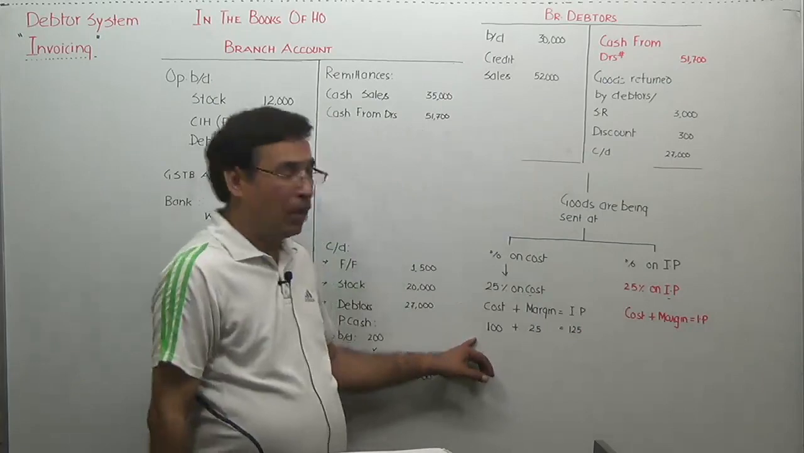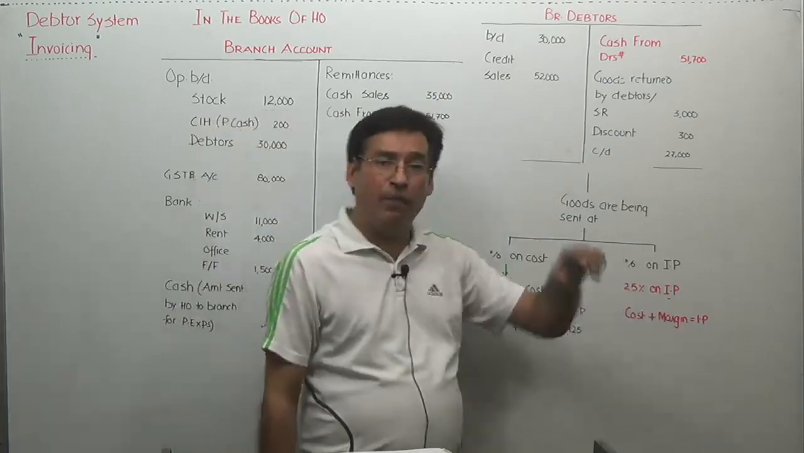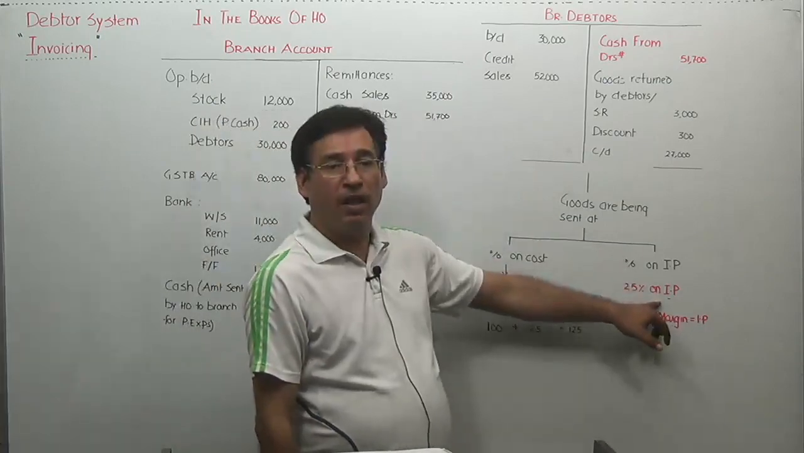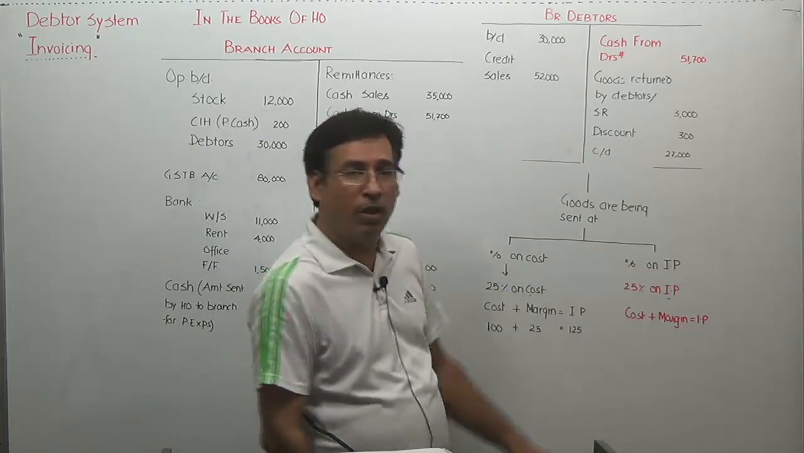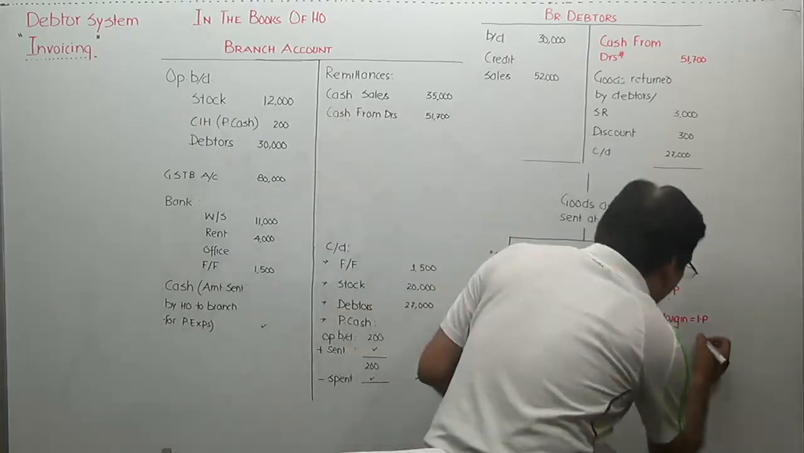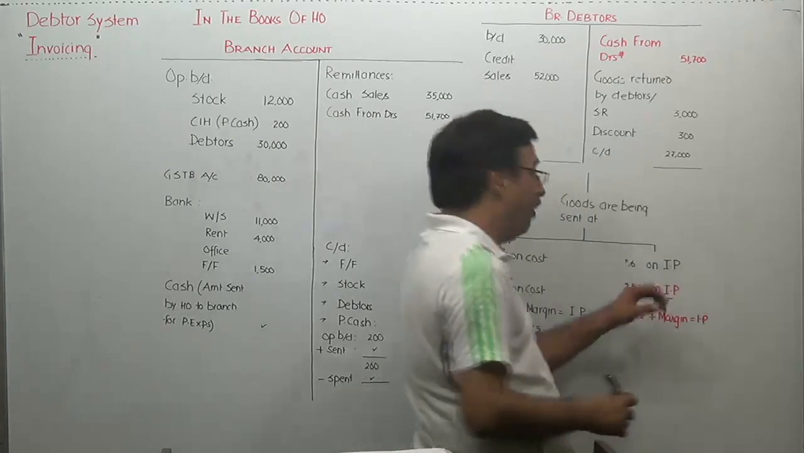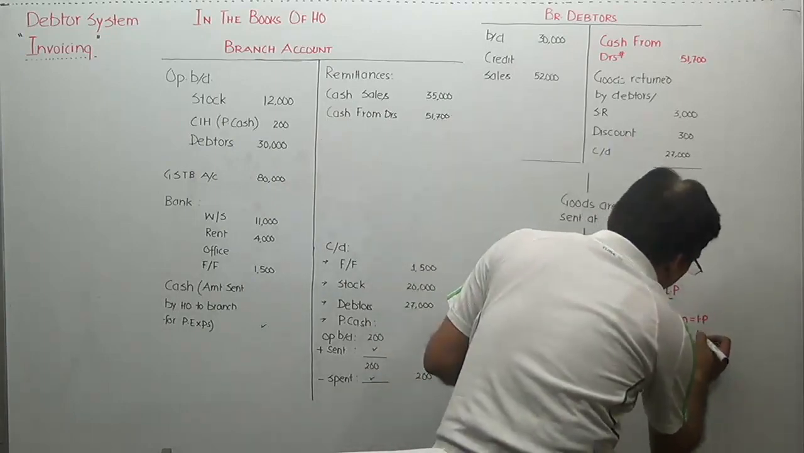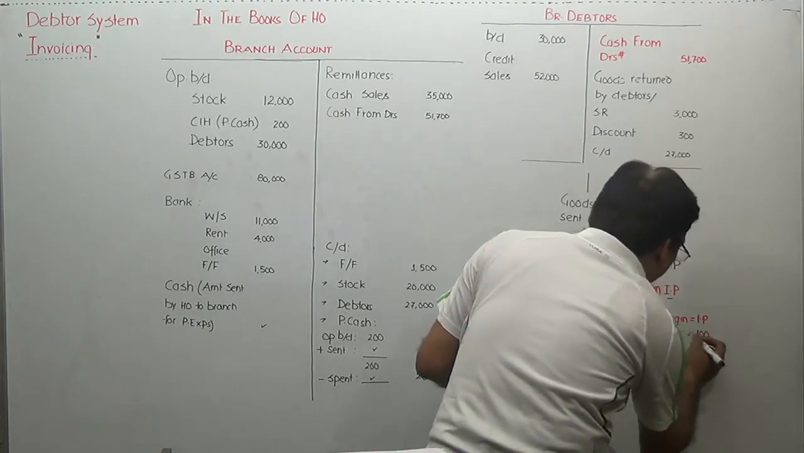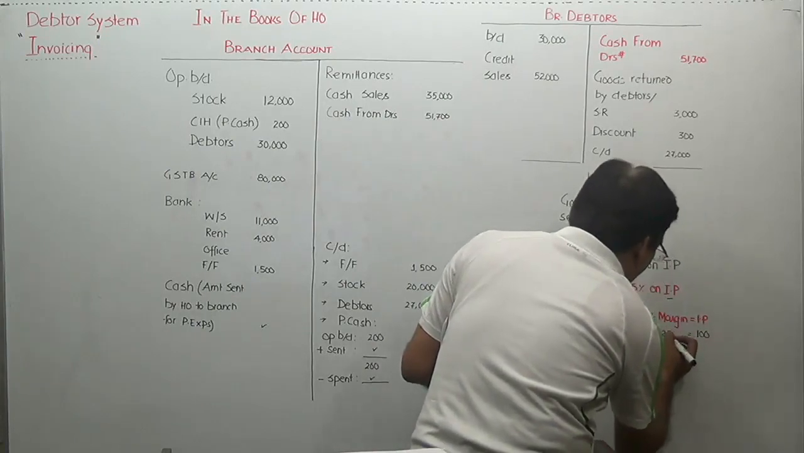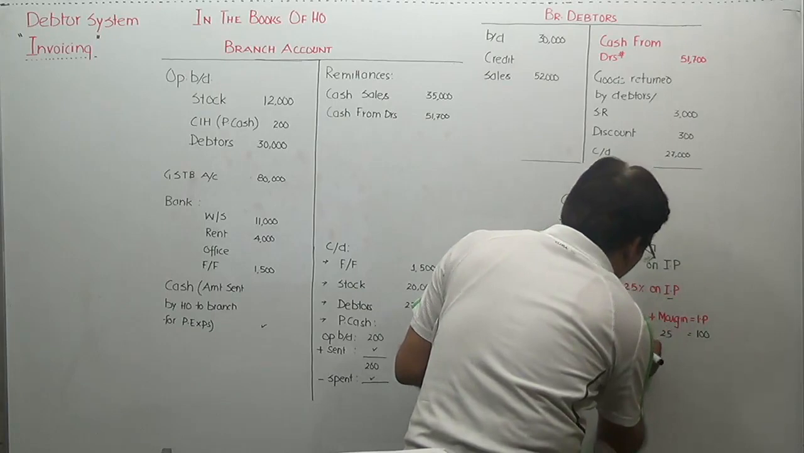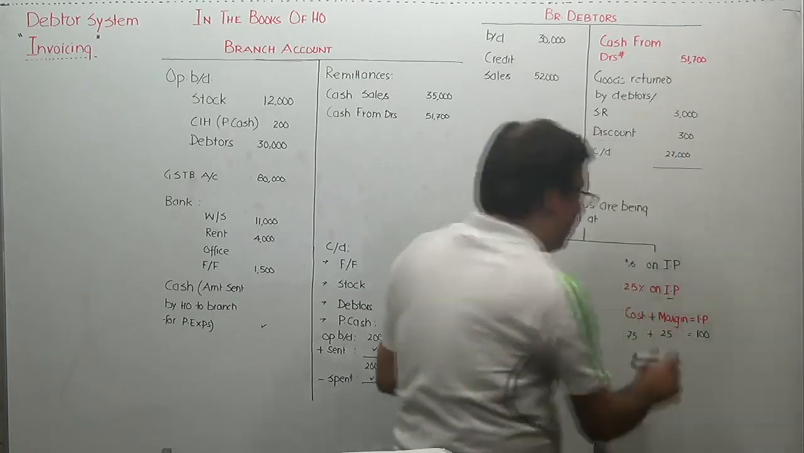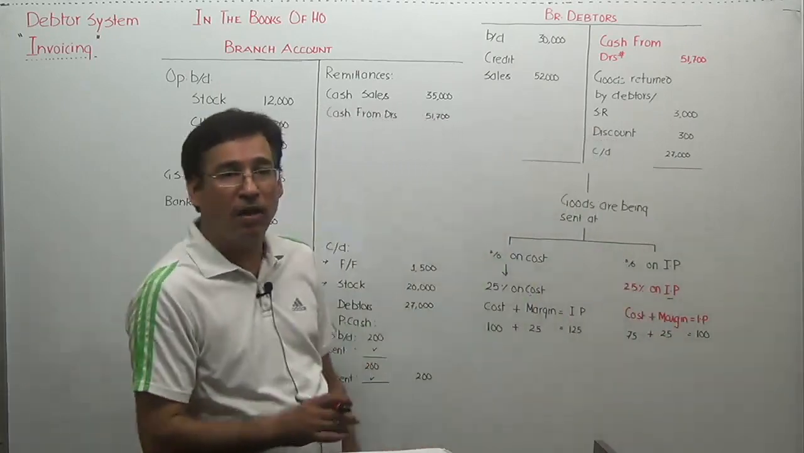Now pay attention. If the rate would have been given on invoice price, then what would have been presumed as 100? Invoice price. If the rate is on invoice price, then presume invoice price as 100 and compute 25. So in this case, your equation will be filled like this. So it is important.